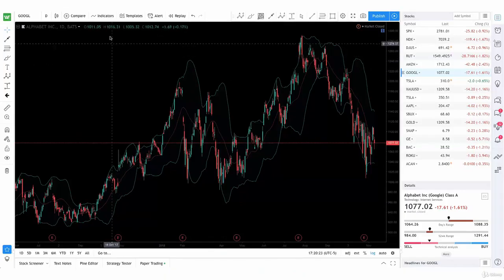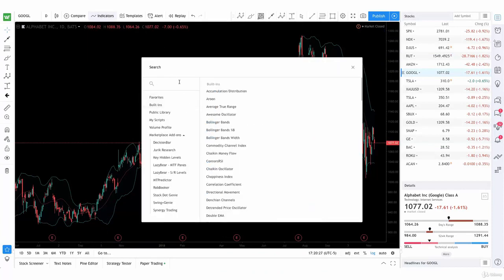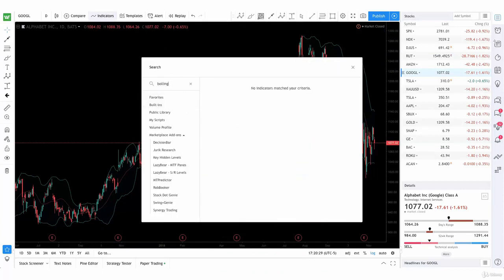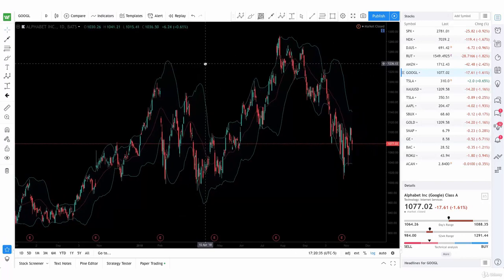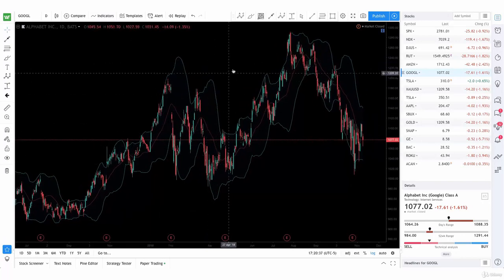Right, we're going to talk about the Bollinger Band strategy. Go to our indicators, into our Bollinger. See, the first one right here, Bollinger Bands. When we click it, it's going to plot a few lines in our chart.